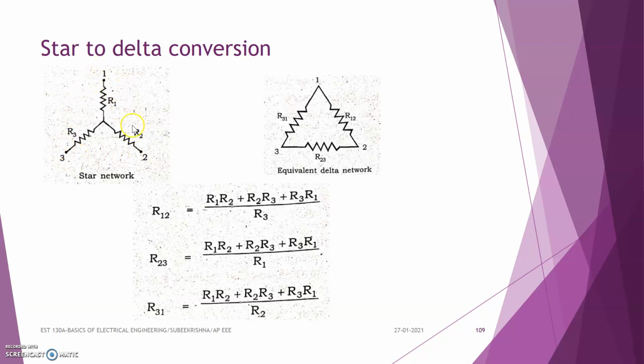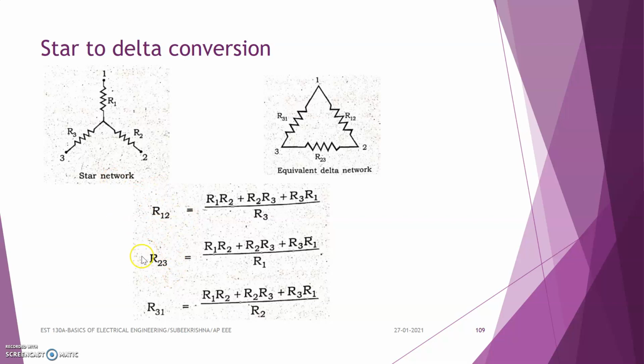For finding R12, we should start the operation from here, that is R1 into R2 plus R2 into R3 plus R3 into R1 divided by, since 1 and 2 are present, the other one, that is 3, is coming in the denominator. So R12 is equal to R1 R2 plus R2 R3 plus R3 R1 divided by R3. It is the equation used to find out the value of R12.